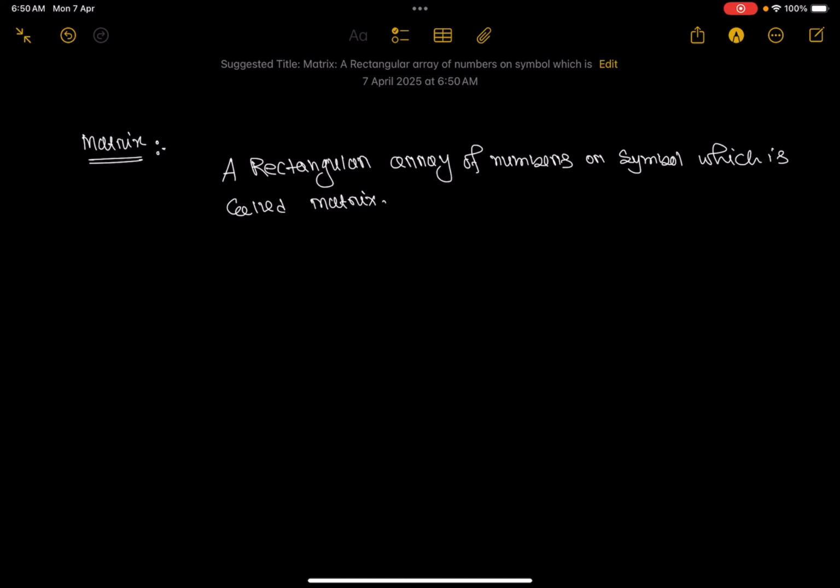Then, notation. A matrix A can be written as an M cross N matrix.